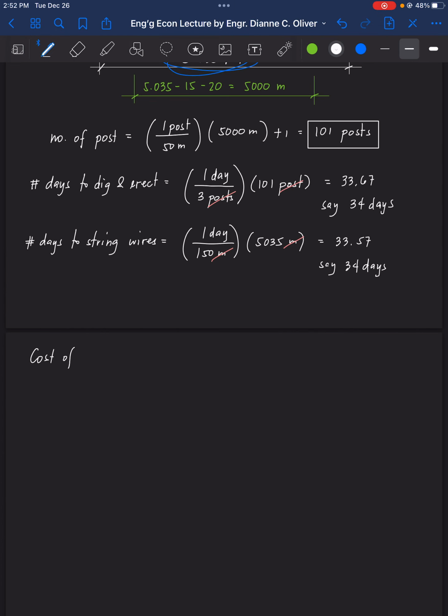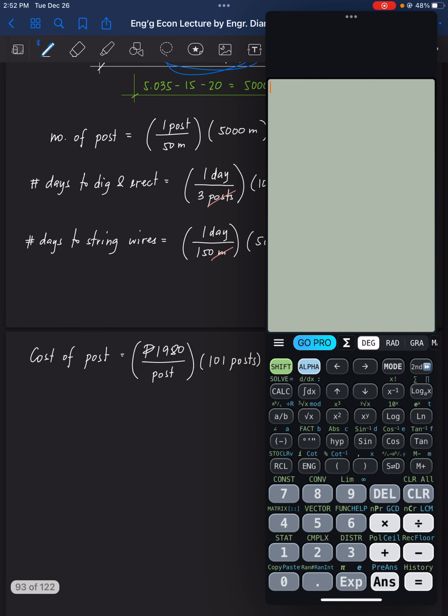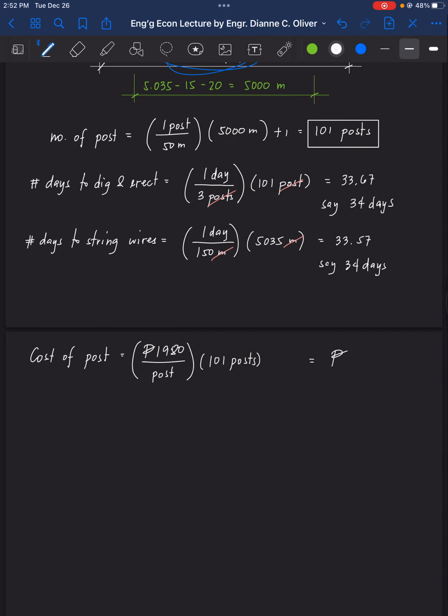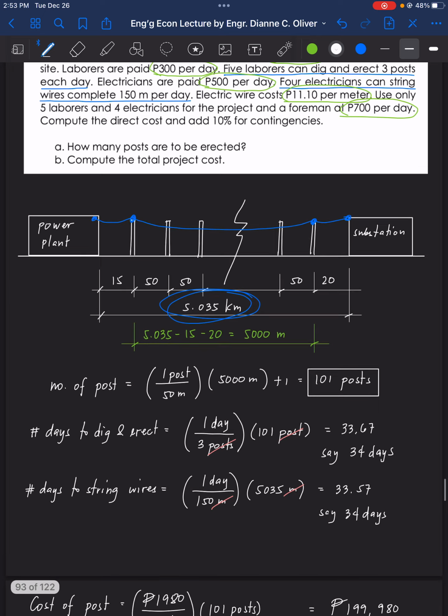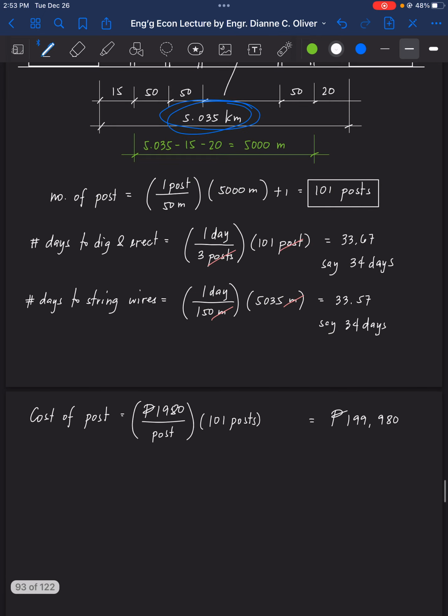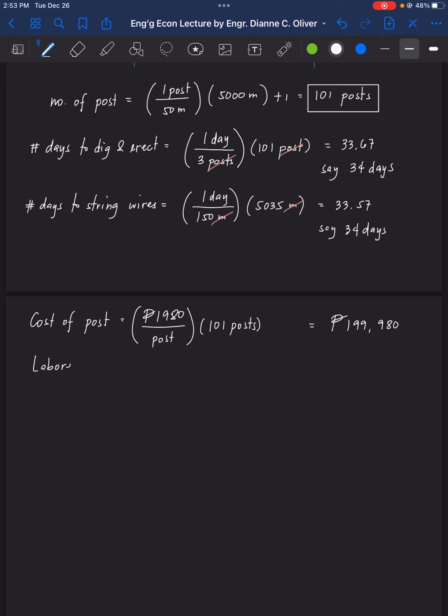So, cost of post is equal to 1,980 per post. And then how many posts are there? There are 101 posts, with an S, of course. So that is a total of 1,980 times 101, so 199,980.